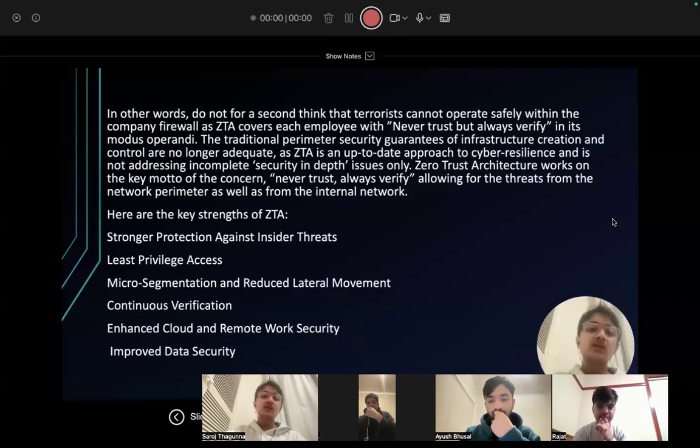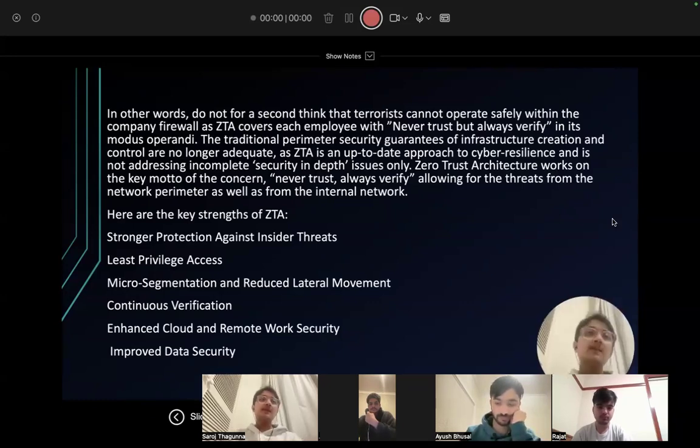Here are some of the key strengths of zero trust architecture. The first one is stronger protection against insider threats. We know that when a company is established, it has employees who are egoistic, who are always focusing on their own benefits. For the sake of their own good, they put their company's reputation at stake. So this is one of the most essential parts of the security system: always trying to find out who the insider threats are.